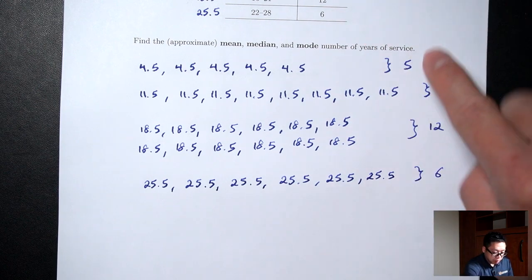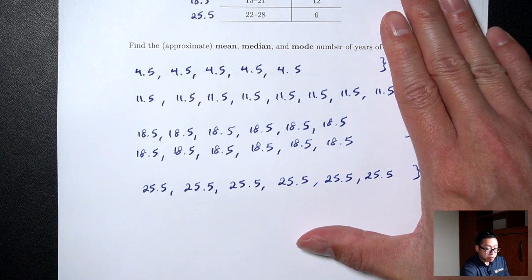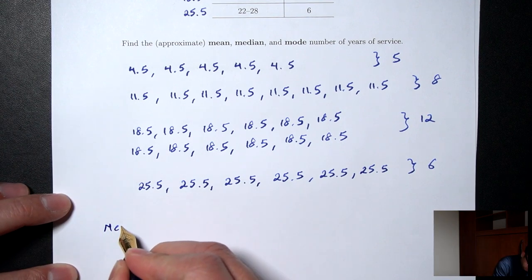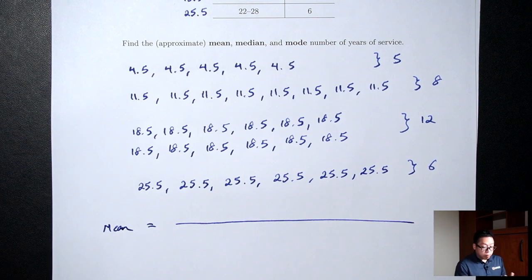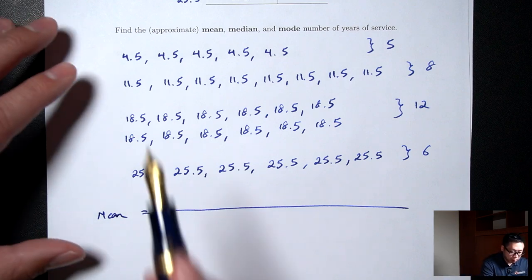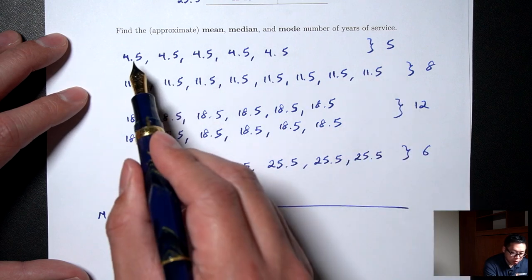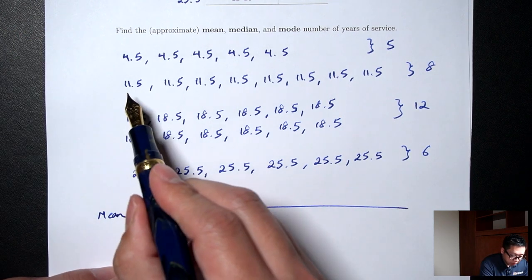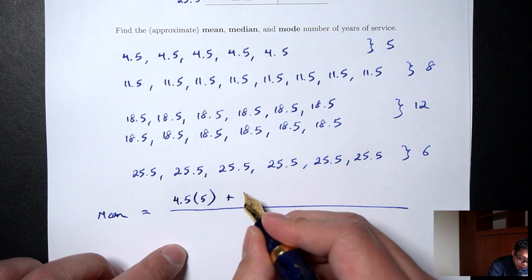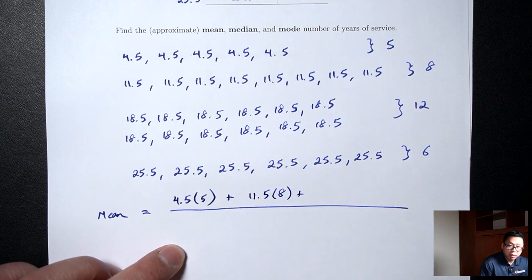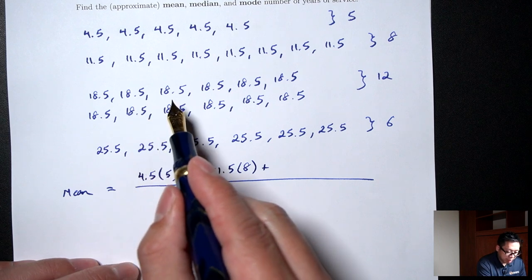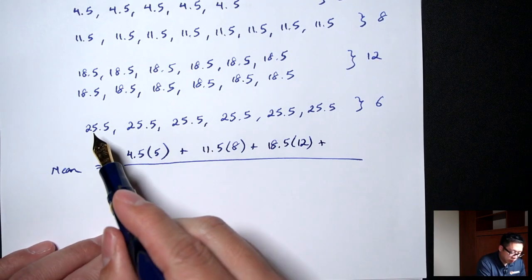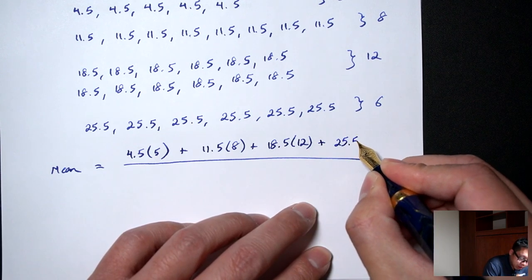So my original data, so ignore these frequencies, my original data is right here. Once I have my original data, I can find the mean, the median, and the mode the same way we found it on the first page. To find the mean, add up all of the data values, and we're gonna use multiplication to help us add. So instead of doing 4.5 plus 4.5 plus 4.5 five times, we just do 4.5 times 5. Instead of doing 11.5 plus 11.5 plus 11.5 eight times, we can just do 11.5 times 8. Instead of doing 18.5 plus 18.5 plus 18.5 12 times, we'll just do 18.5 times 12. And then 25.5 times six.